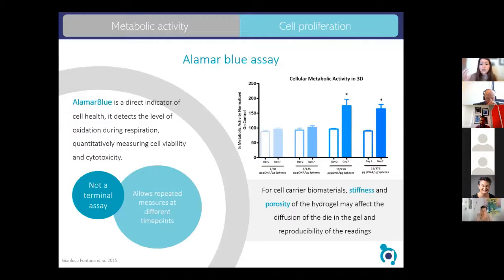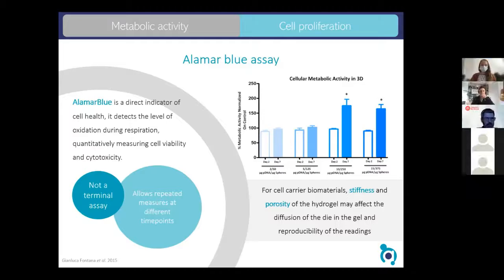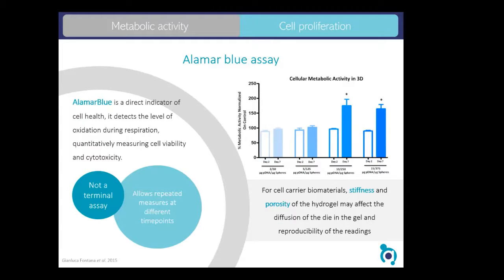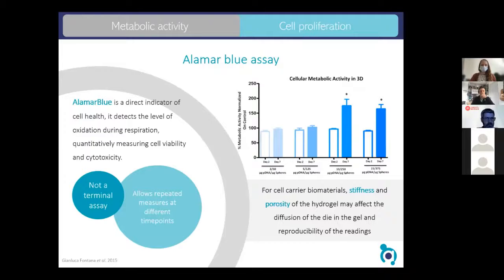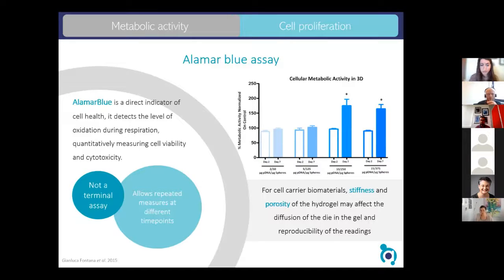And the problem that we can have in a 3D system is that the stiffness of the gel as well as the porosity may affect whether these cells and these compounds can actually diffuse inside the biomaterial and give reproducible readings. So a good solution to this might be, for instance, to degrade the gels and just extract the cells that have been embedded and then do an Alamar Blue of cells in suspension. That would be a good idea in case you have these types of problems.